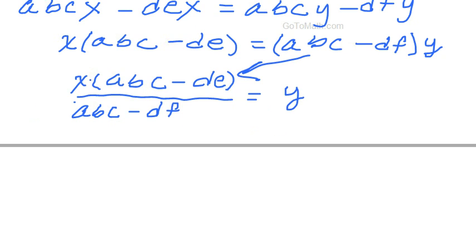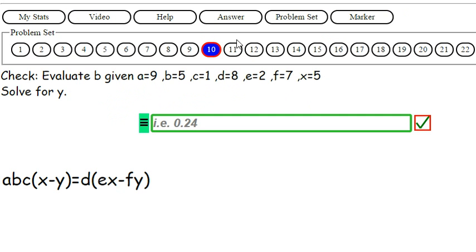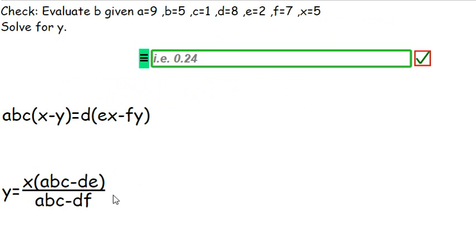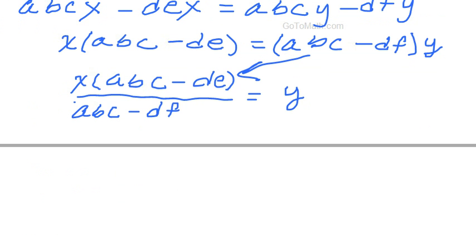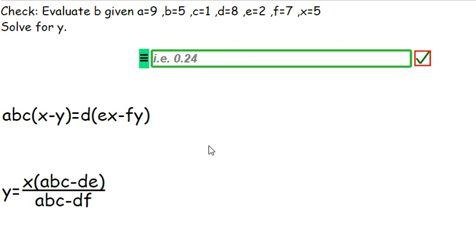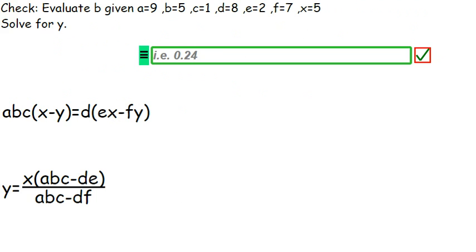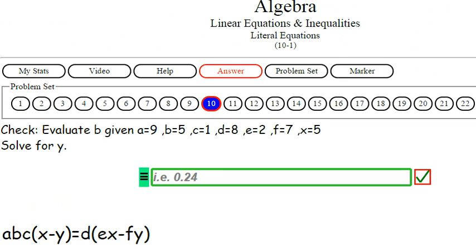Okay, so let's take a look at this. ABC minus DE over ABC minus DF. So let's go back. Hopefully that's it. Okay, x, I remember that being at top. ABC minus DE, ABC minus DF. Okay, so looks good. And I'll let you go ahead and plug the numbers in and see how that works out. Of course, this looks like rounded to 2 decimal places here, if needed.